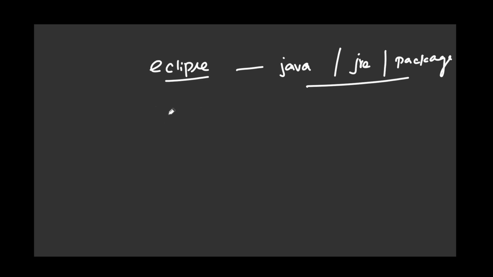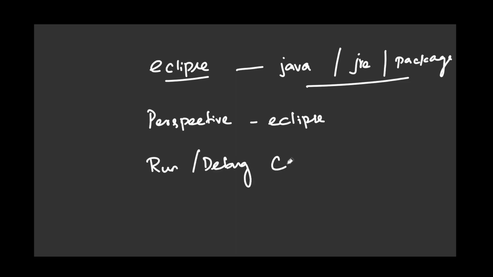Fine. Today we are going to discuss what is meant by perspective in Eclipse, and how to create run or debug configurations. For run configuration and debug configuration, I am going to use one sample program. Once we are done with that, I will walk you through the debug procedure.